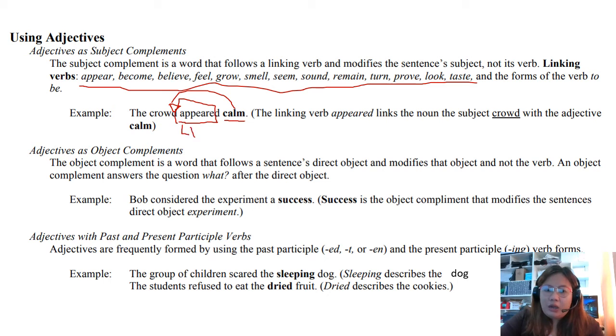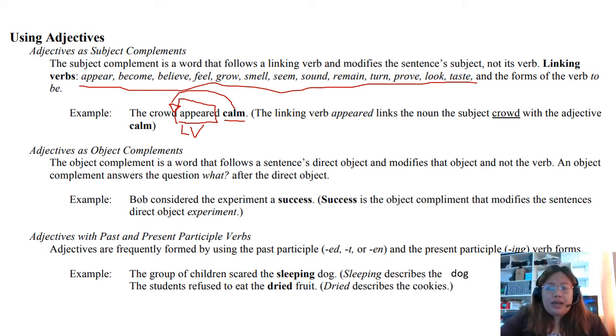So just a clue, in order for you to identify whether the verb in the sentence is a linking verb, try to substitute it with is or are, was or were. If the sentence meaning is not compromised, then the verb that you substituted is a linking verb.